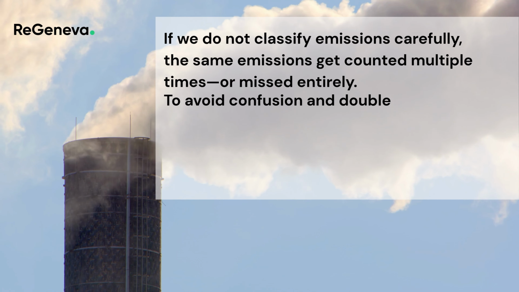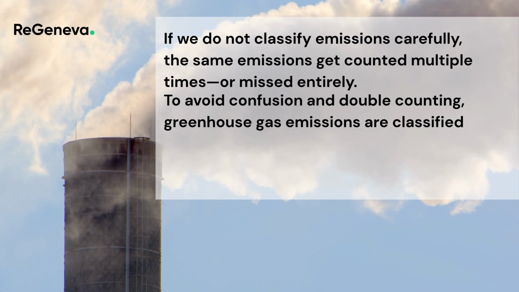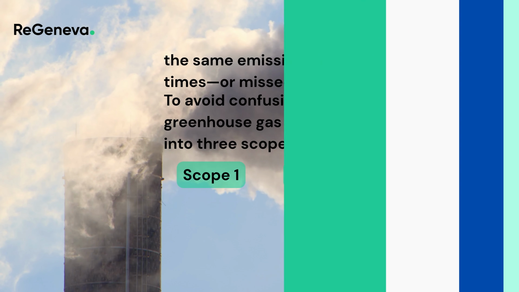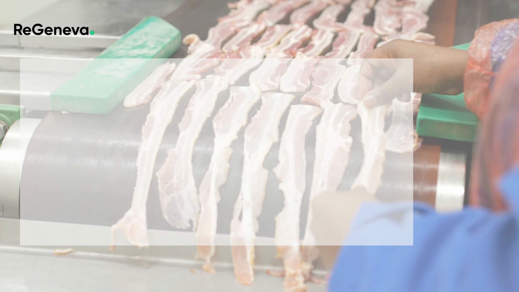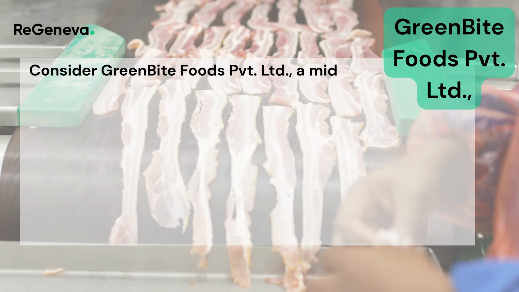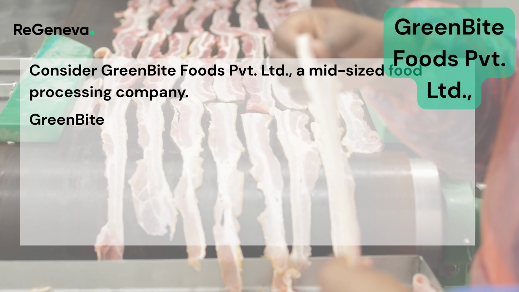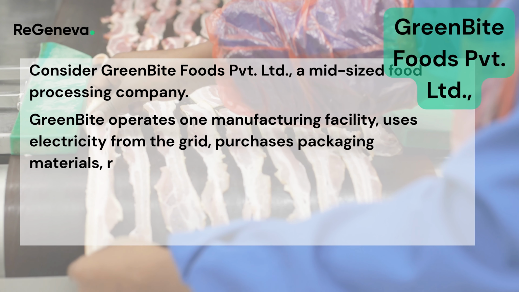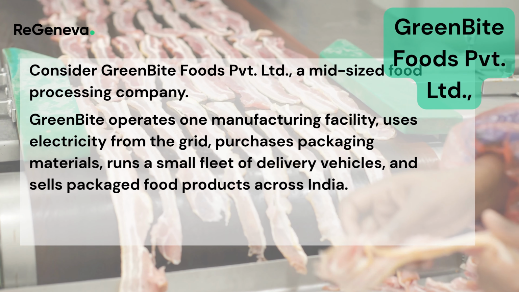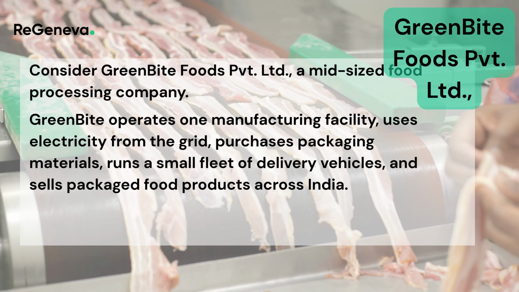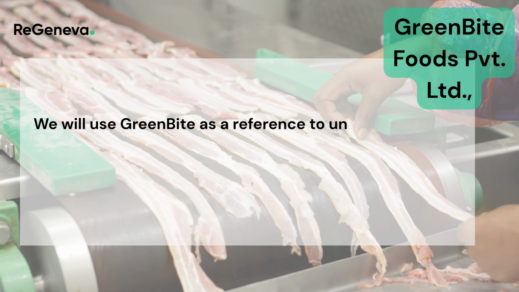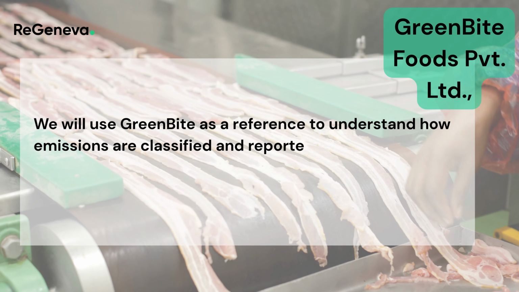To avoid confusion and double counting, greenhouse gas emissions are classified into three scopes: Scope 1, Scope 2, and Scope 3. Let's understand this using a simple but realistic example. Consider Greenbite Foods Private Limited, a mid-sized food processing company. Greenbite operates one manufacturing facility, uses electricity from the grid, purchases packaging material, runs a small fleet of delivery vehicles, and sells packaged food products across India. We will use Greenbite as a reference to understand how emissions are classified and reported.